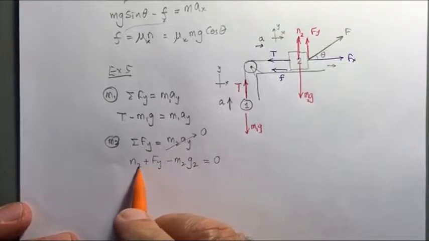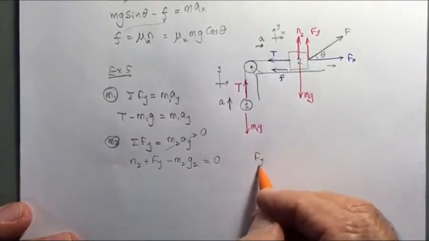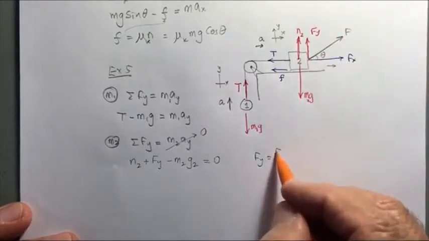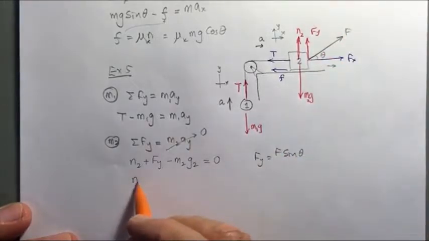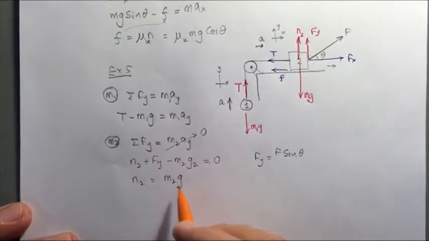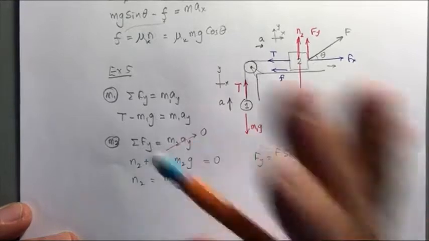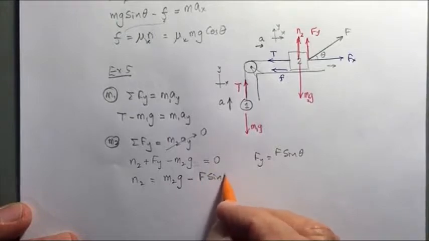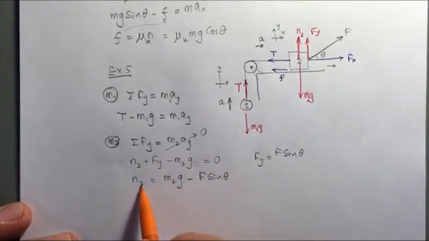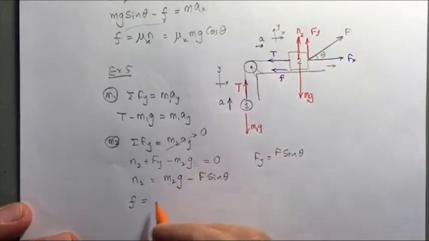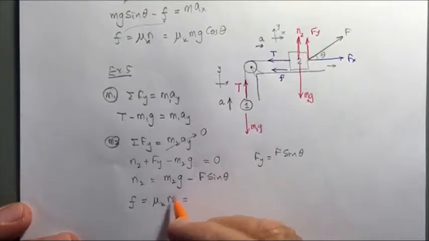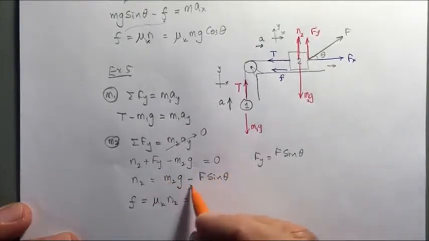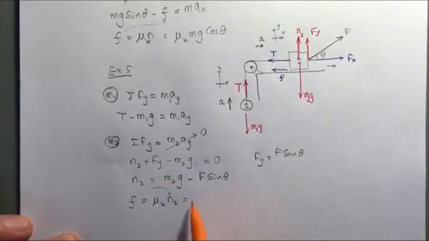Now, Fy is going to be F sine theta, and therefore N2 is going to be m2g, well, g is always 9.8, m2g minus F sine theta. So we should be able to get the normal force here. And then the friction force here is mu k times N2, and N2 is from here. We solve this for here, and then we plug that in here and get the friction.